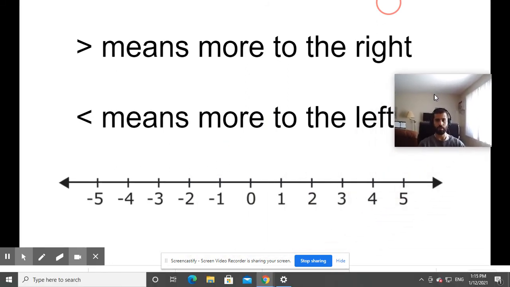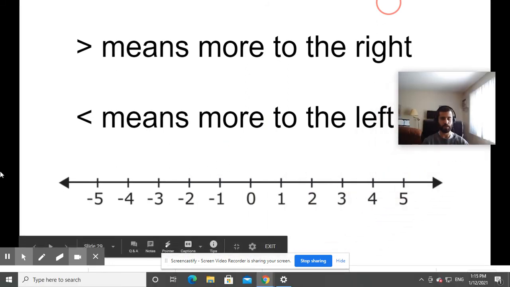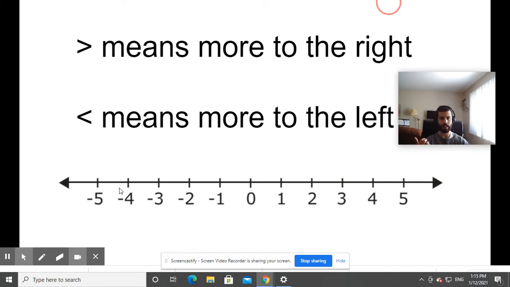And you could also remember the number line. Negative 12 is further to the left than negative 8. So it's got to be less than.